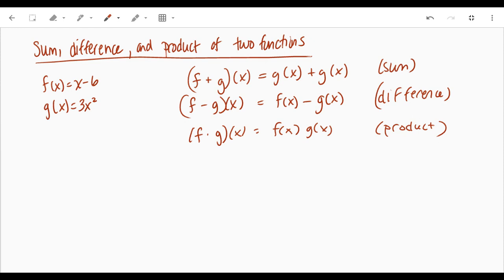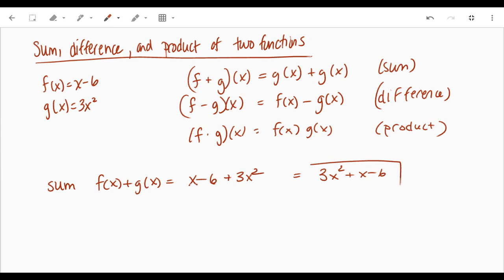so let's start with our sum. f of x plus g of x will be x minus 6 plus 3x squared. That's it. In general, we would write it with the higher power first, so 3x squared plus x minus 6, but I'm going to guess Alex would take it either way.